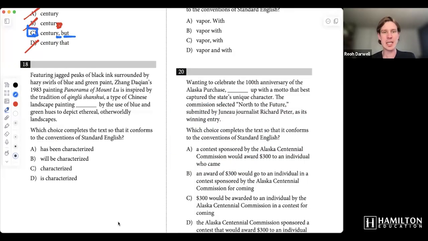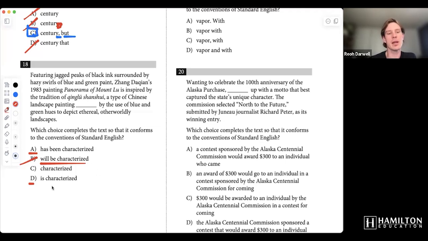All right, so question 18 is a question asking about subject-verb agreement. But it also is asking something along the lines of punctuation, even if we can't tell. All right, so I just want to show what I think would be the two most common wrong answers here, which would be D or A. All right, so why is B incorrect? B is incorrect because it's clearly the wrong tense, because this is saying that this would be in the future. A type of Chinese landscape painting will be characterized by the use of all these things. We're not in the future.